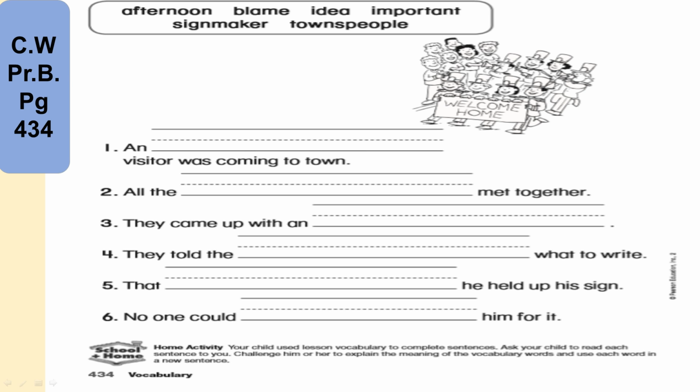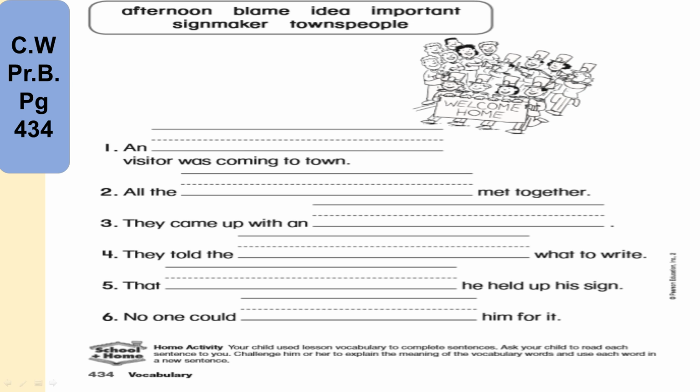Let's start reading the first sentence, please. Point at sentence number 1. An blank visitor was coming to the town. So here we have a very necessary visitor who comes to the town. Who remembers which word means something that is very necessary or has a great value?